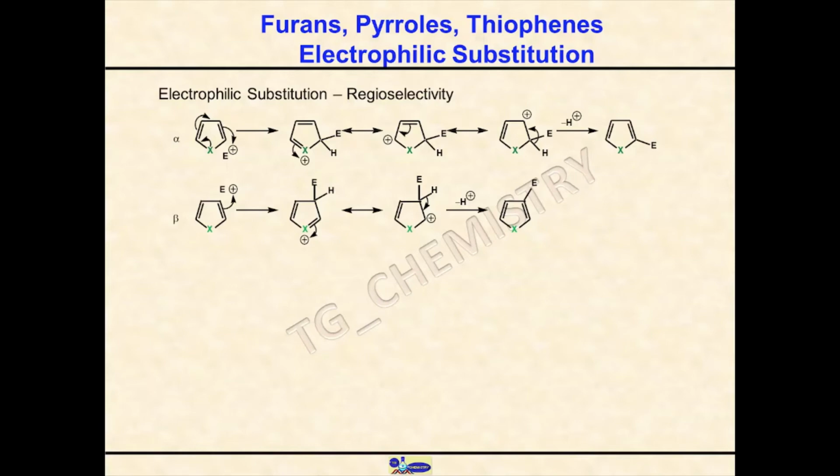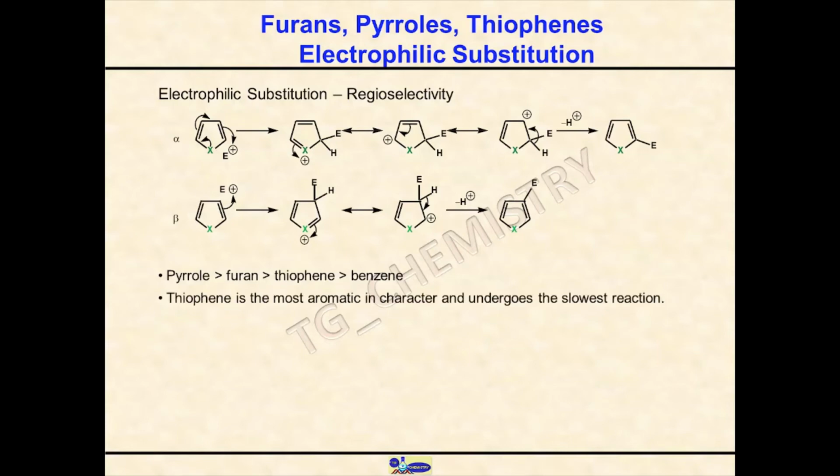Now a few points to realize from here: these electrophilic substitution reactions are more rapid, or more preferable, for pyrrole than furan, than thiophene, than the benzene homologs. And thiophene is the most aromatic in character and will undergo the slowest reaction for these electrophilic substitution reactions, while pyrrole and furan will react under very mild conditions because they are prone to these electrophilic substitution reactions.